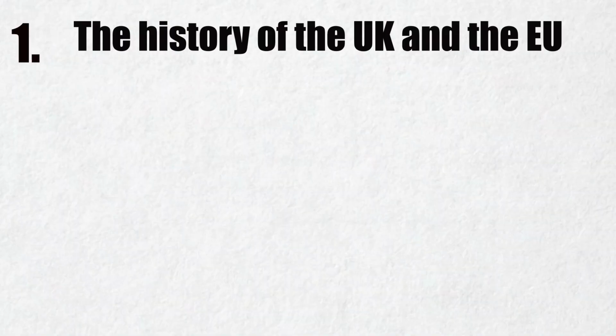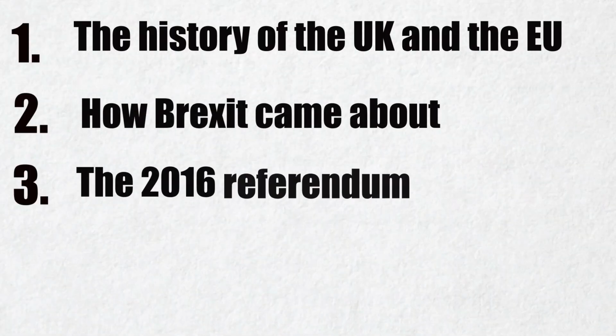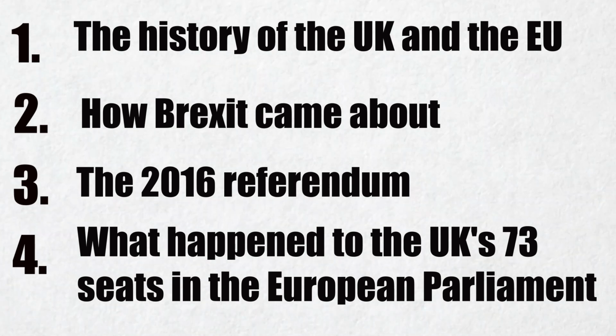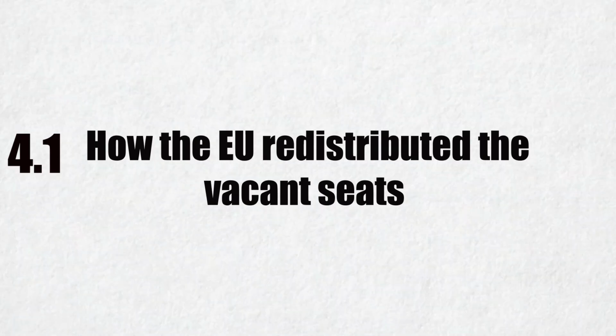In this video, we'll cover, first, the history of the UK and the EU. Second, how Brexit came about. Third, the 2016 referendum. And finally, what happened to the UK's 73 seats in the European Parliament and how the EU redistributed the vacant seats.